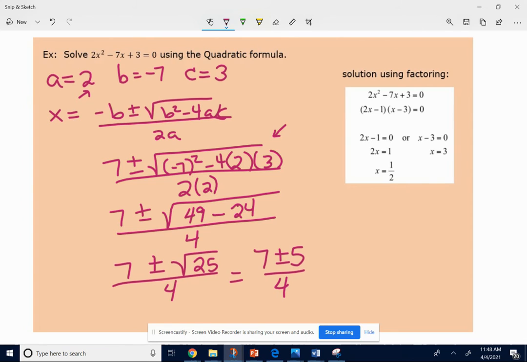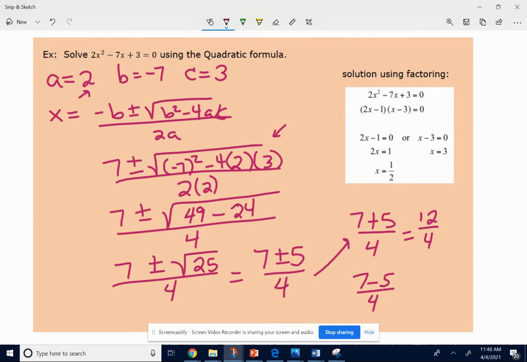Once I get there, and guys, this takes practice. It really does. Once I get here, all I need to do is find 7 plus 5 over 4 and 7 minus 5 over 4. 7 plus 5 is 12.